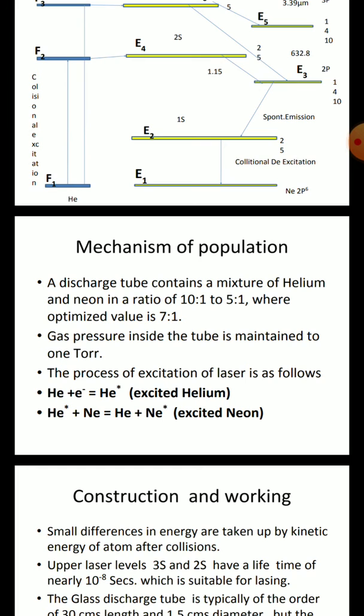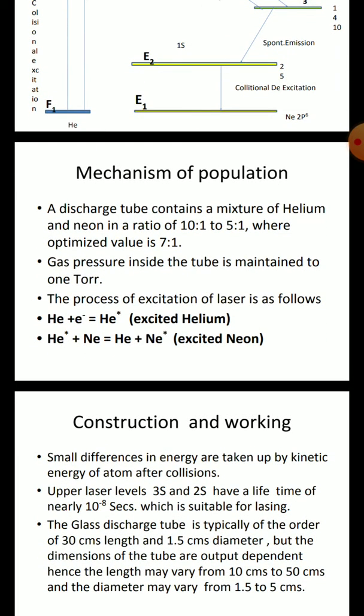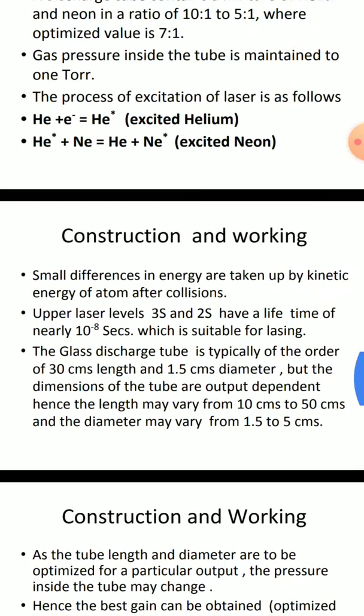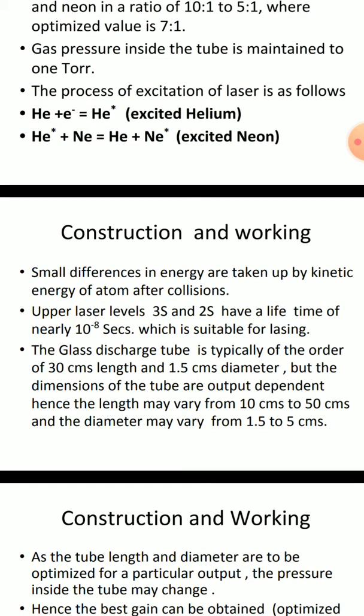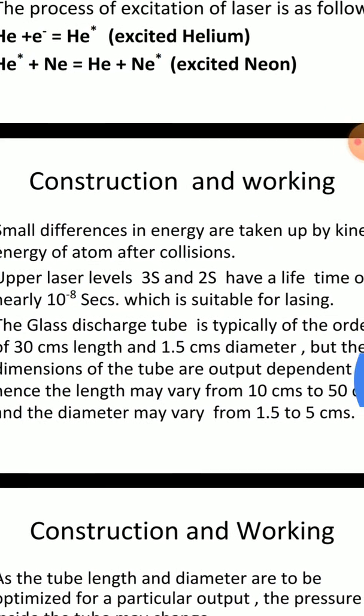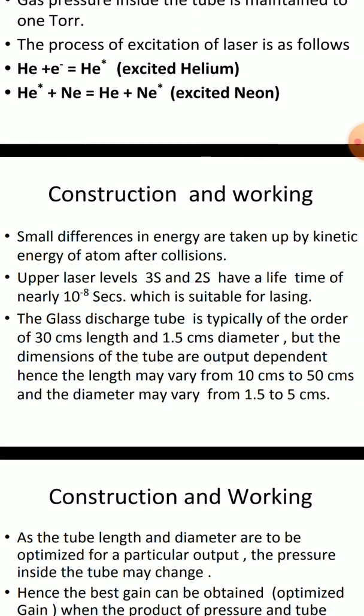The process of excitation of the laser is as follows. A helium atom interacts with a photon and becomes excited helium, and then the excited helium interacts with neon, and the energy is transferred to neon. So the neon is excited. You can see the construction and working. Small differences in the energy are taken up by the kinetic energy of atoms after collision. Upper laser levels 3s and 2s have a lifetime of nearly 10 to the power minus 8 seconds, which is suitable for lasing. The glass discharge tube is typically of the order of 30 centimeters length and 1.5 centimeter diameter.